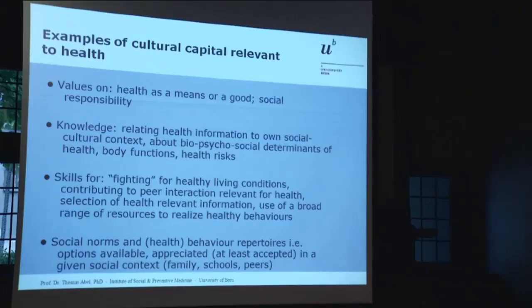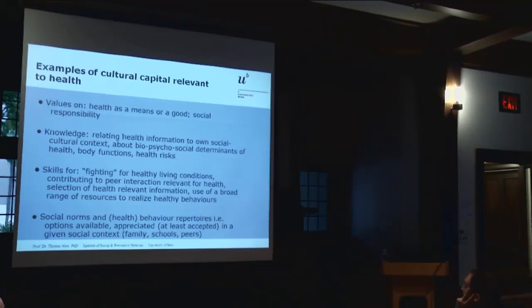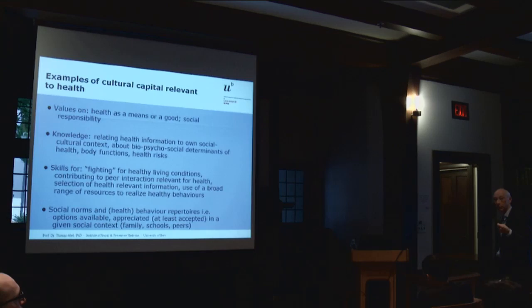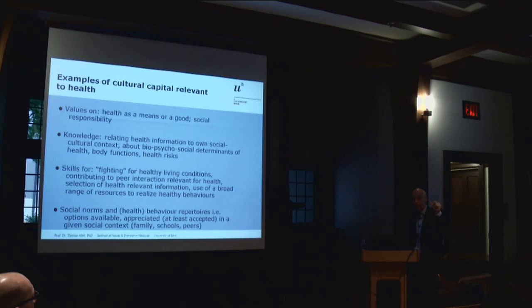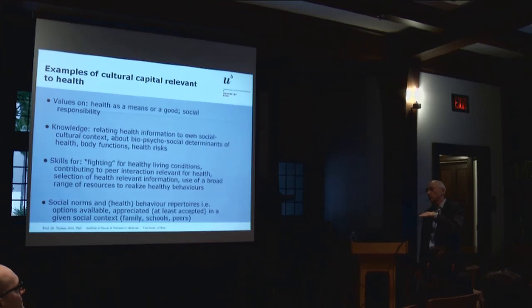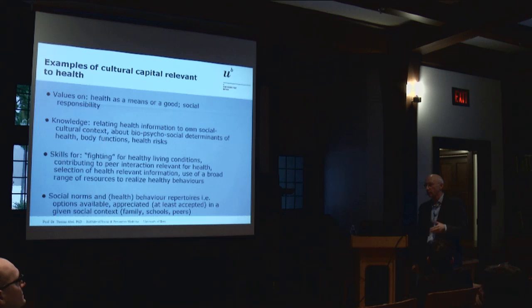About knowledge, another example, knowledge as cultural capital relevant for health. Well, the knowledge about how to relate health information that's around to your own social context. As you know, most prevention projects fail. They serve only the middle classes. They serve them well, but from a public health perspective, in the general population, they fail. Most of these are not adjusted to the real world of, let's say, working class people. Not at all. It's very important that people actually have the ability to relate whatever information is out there to their own living conditions.